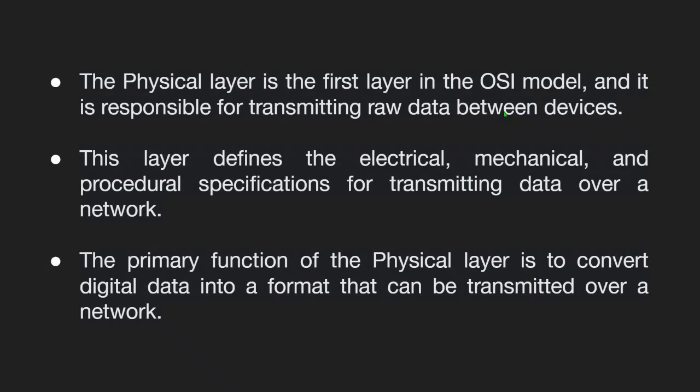Physical layer is the first layer in the OSI model, and it is responsible for transmitting raw data between devices. This layer defines the electrical, mechanical, and procedural specifications for transmitting data over the network. The primary function of this layer is to convert digital data into a format that can be transmitted over a network. This layer deals with the physical aspects of network communication, such as voltage levels, signal timing, and physical transmission media like cables. Physical layer devices include network interface cards, that is NICs, repeaters, and hubs.